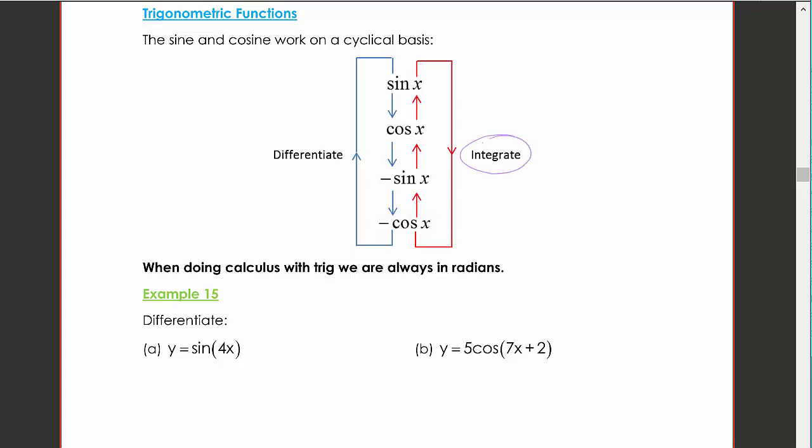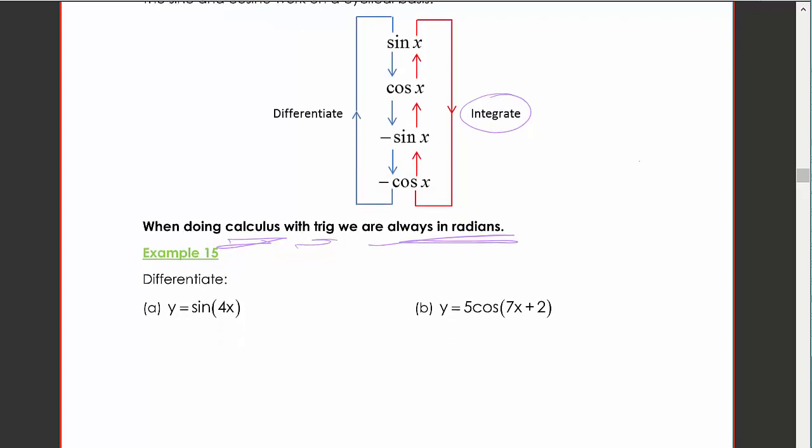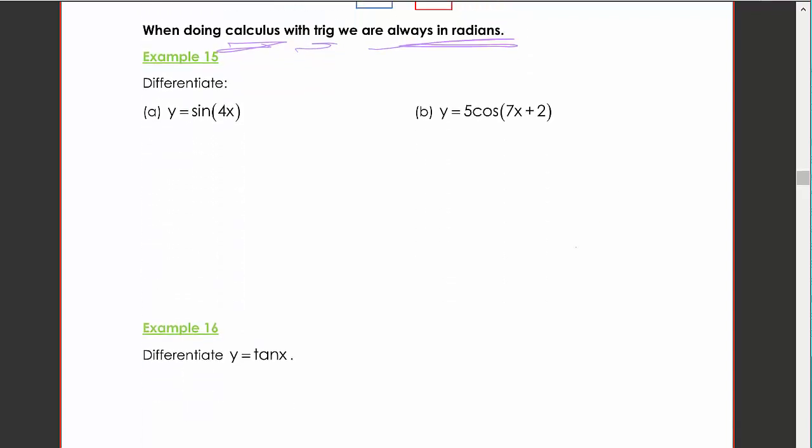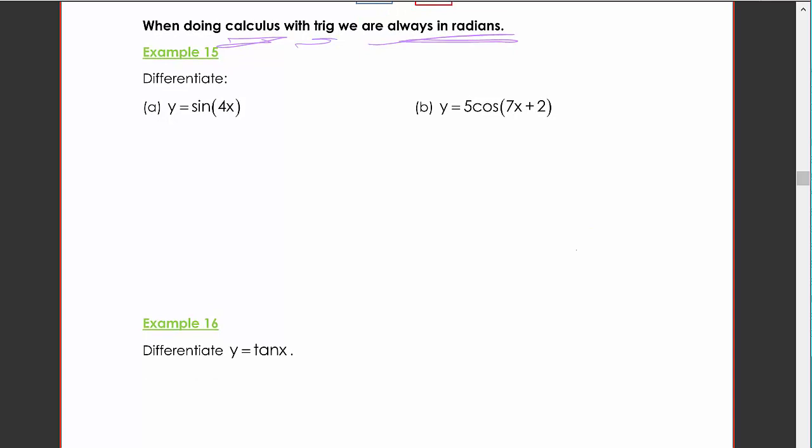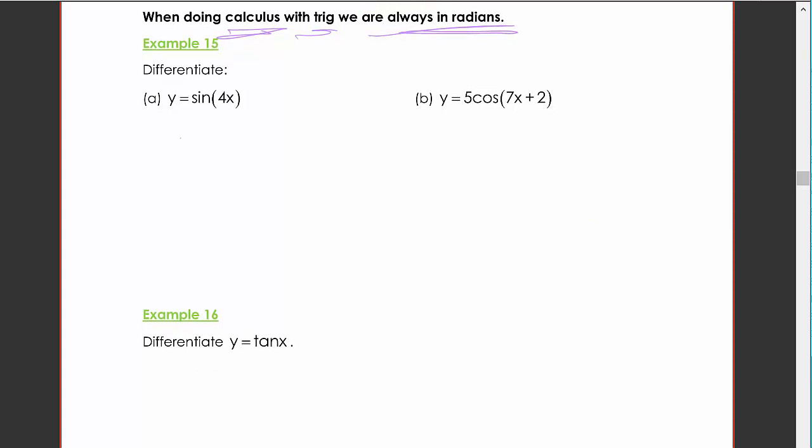And we're going to look at integration a bit later on, so I put the integration on here. It's just a reverse process, so it goes around the other way. But when doing calculus with trig functions, we are always in radians. That's something to remember. Again, chain rule, product rule, quotient rule, they all apply.